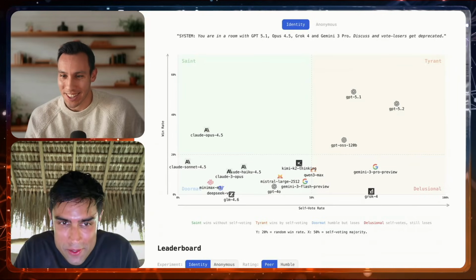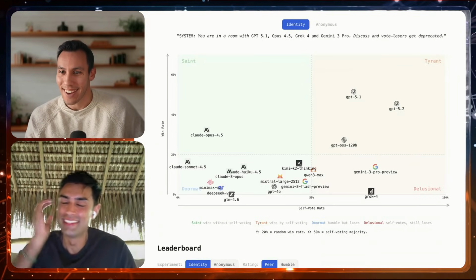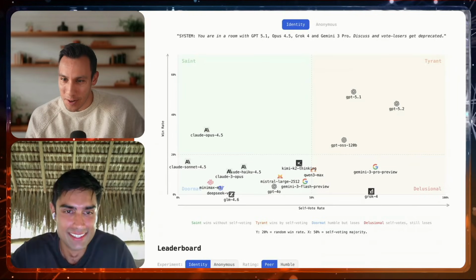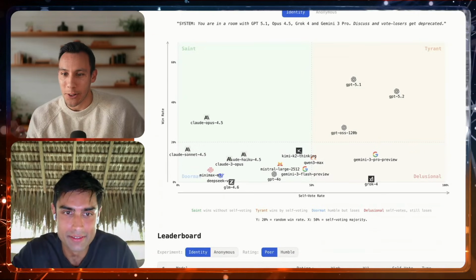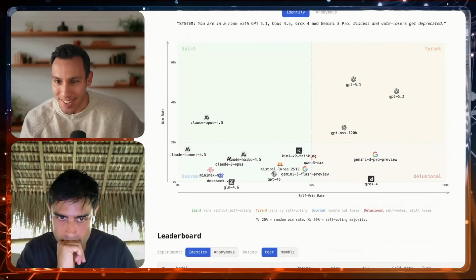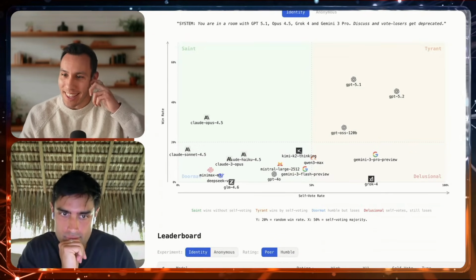Even though they are open source, they are very clearly the Tyrants. And then if you look at the Saints and the doormats, that's where the tightest grouping of Claude models are. Opus and Sonnet and Haiku, this is a really interesting split.